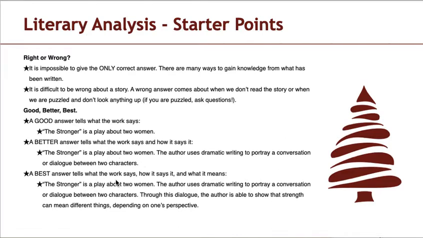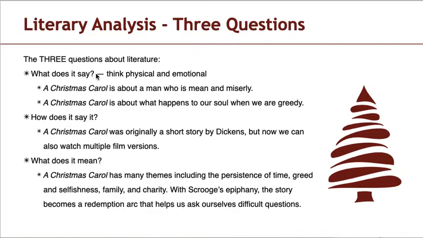A best answer is going to tell us what it says, how it says it, and it's going to start poking holes into what it means. It's a play about 2 women. The author uses dramatic writing to portray a conversation or dialogue between these 2 characters. Through this dialogue, the author is able to show that strength can mean different things depending on one's perspective. So we've started to find a theme and a meaning. So now let's go look at these ideas for us.